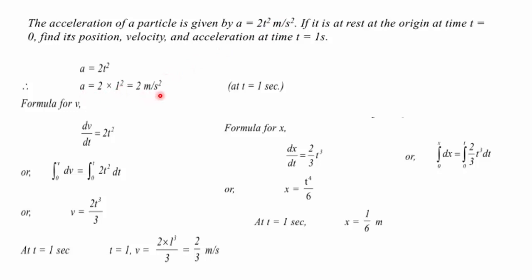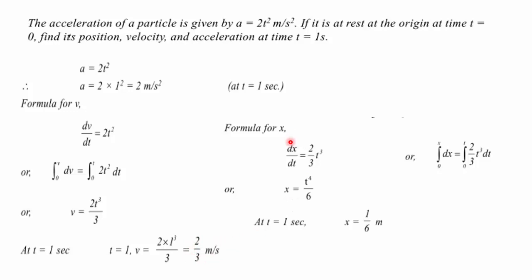Now I will use the definition of acceleration, dv/dt is equal to acceleration. So dv/dt is equal to acceleration, and in place of acceleration I will substitute 2t square, and then I will integrate dv on one side, where the initial velocity is 0 and the final velocity is v, initial time 0, final time t, and from here I will calculate the velocity in terms of time. And then I substitute t equal to 1 second, and I get the velocity at t equal to 1 second, which is 2/3 meter per second.